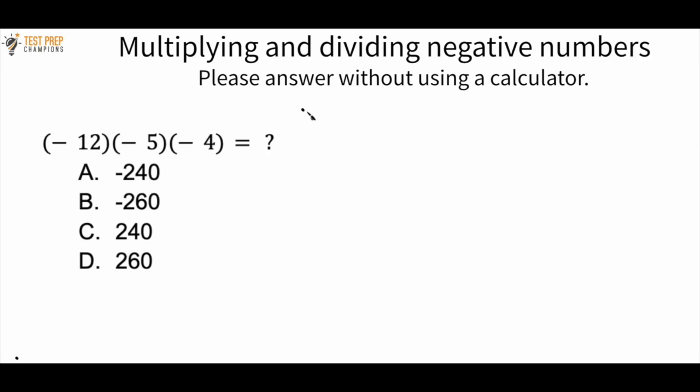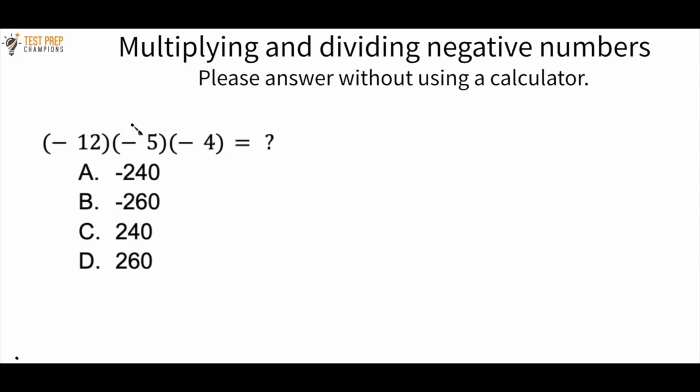So if I work left to right here, I'm going to do a negative number times a negative number, which is going to give me a positive number. Then I'm going to multiply that positive number times a negative number, which will give me a negative number. So let me slow down and say that again. So first, negative 12 times negative 5. I'm multiplying two negative numbers together. That's going to result in a positive number. So a negative times a negative gives me a positive.